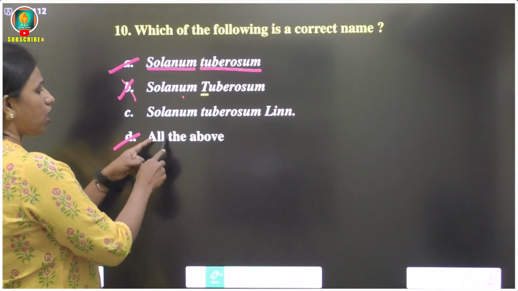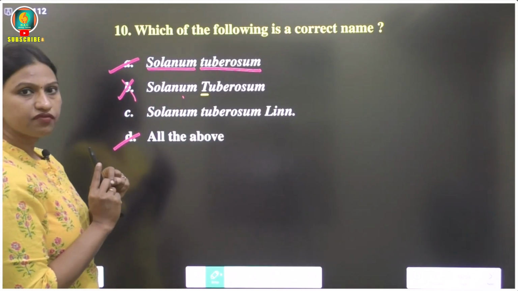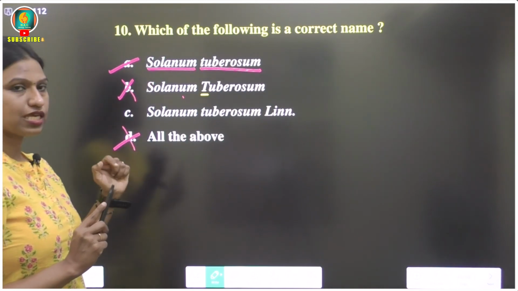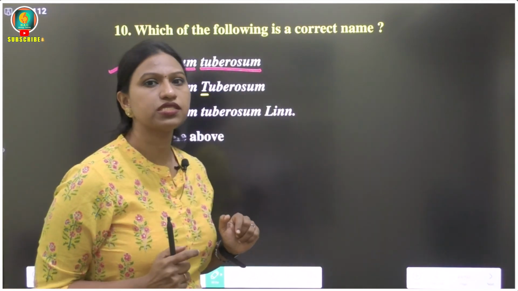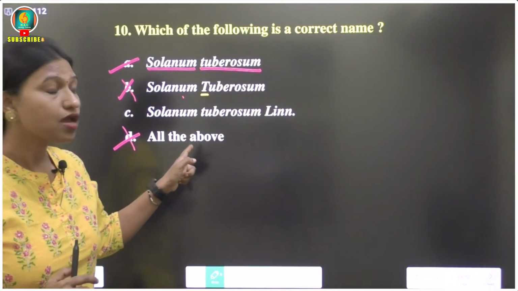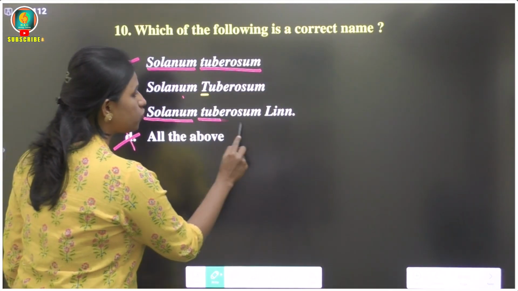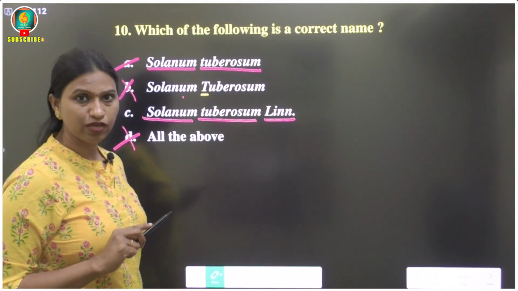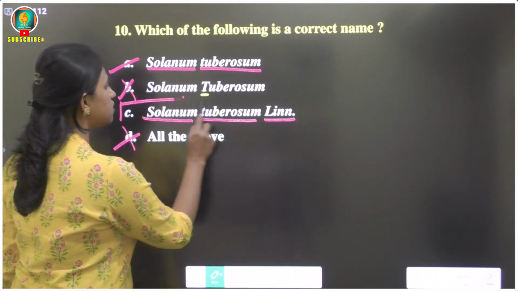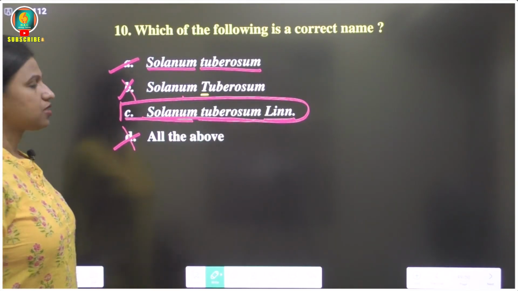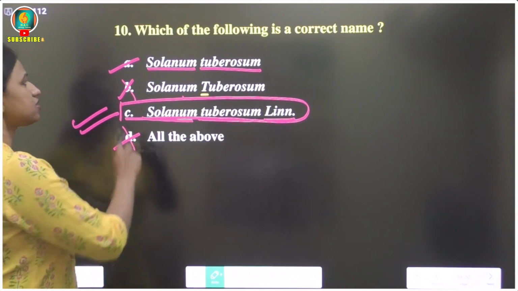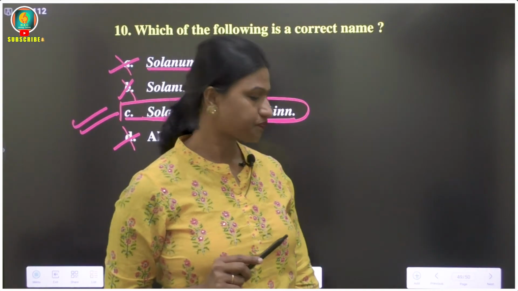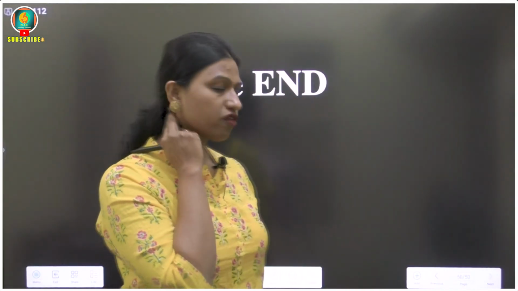Now, all of the above cannot be the answer because here itself we got the mistake. It's wrong. But when you look at options A and C, which one is the more precise answer here? Obviously, option C. Because here, after Solanum tuberosum, they have mentioned L., which means Linnaeus, who introduced binomial nomenclature. So this is the pretty correct answer, not even option D. Okay, so like this, you need to solve the MCQ. So this is the end of this chapter.